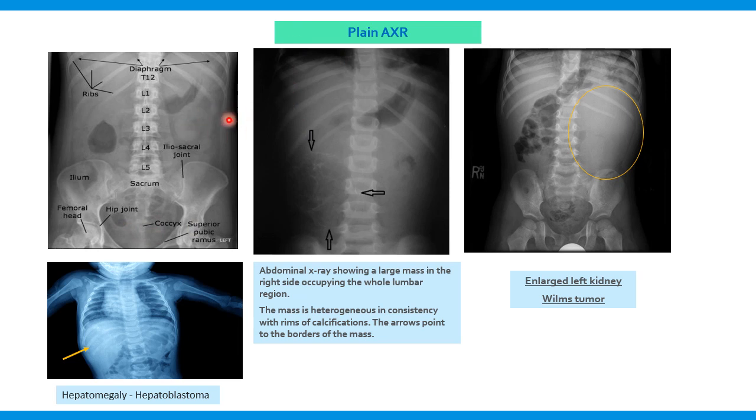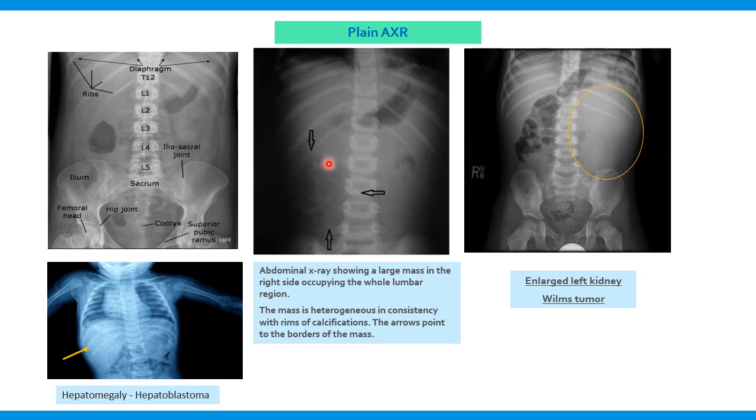This shows a plain X-ray of the abdomen. This is a normal plain X-ray, with the various parts labeled, so you must be very familiar with identifying these landmarks. Here you can see an abdominal X-ray showing a large mass, indicated by the arrows on the right side, occupying the whole of the lumbar region and probably extending into the iliac region as well. The mass is heterogeneous in consistency, with a rim of calcification, and the arrows point to the margins of the mass.